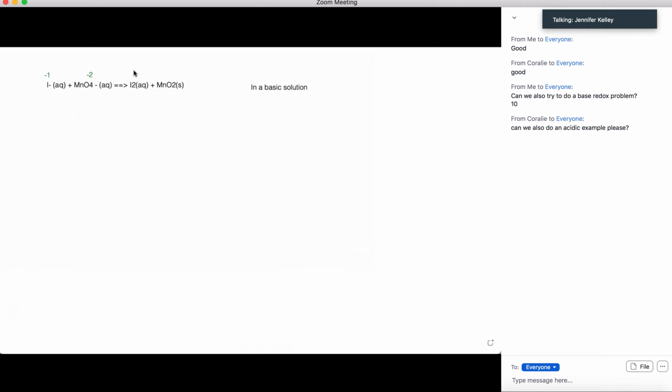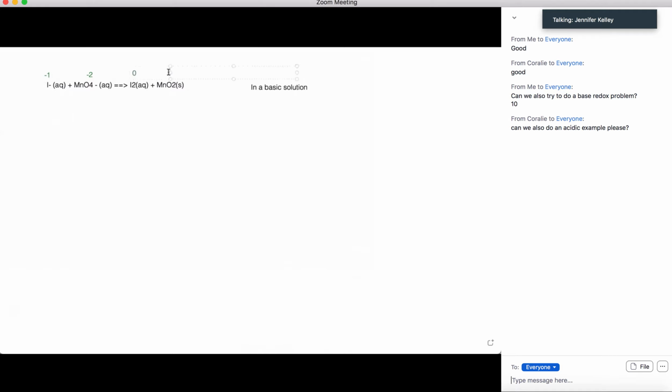Now, I2 is just an element. It is aqueous, which makes it look a little strange because normally I2 would be charged if it was aqueous. But in this case, it's just a molecule floating around in water. So we're going to count that as being in elemental form because it's just an element. So we're going to give that a 0.